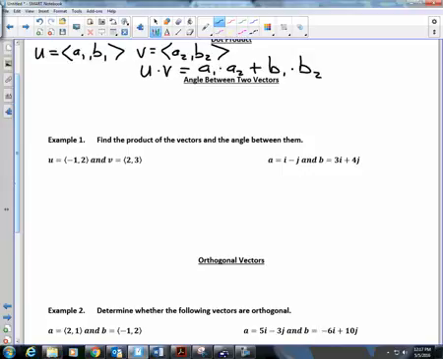So let's just do a very basic example. This is a point that you want to get on the test. It says find the product of the vectors and the angle between them. We don't know how to find the angle between them yet. We do know how to find the product of the vectors. u times v is equal to, we take negative 1 times 2. And we add on to that 2 times 3.